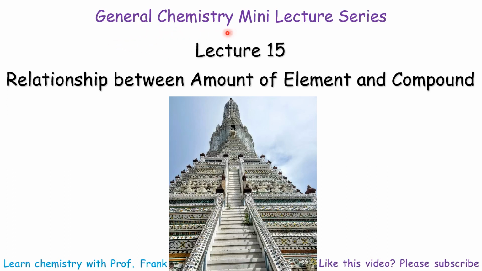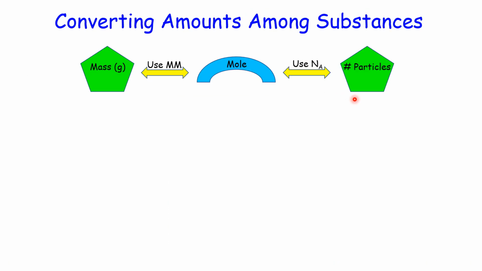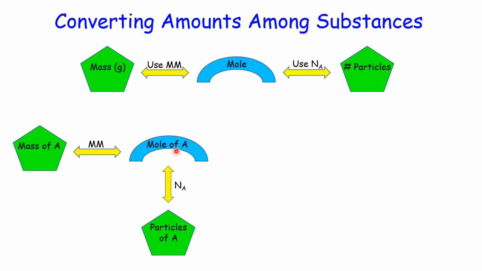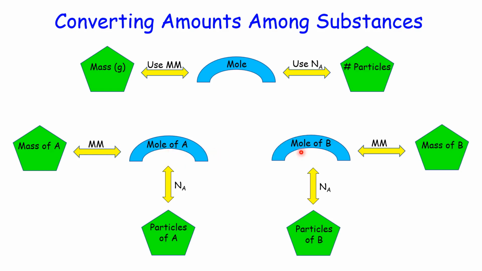Welcome back to the General Chemistry mini lecture series, lecture 15, relationship between amount of element and compound. Previously we already learned how to interconvert from the mass of a substance to the particles of the same substance, or vice versa. Today we are actually going to focus on how to convert a quantity of one substance to the quantity of another substance.